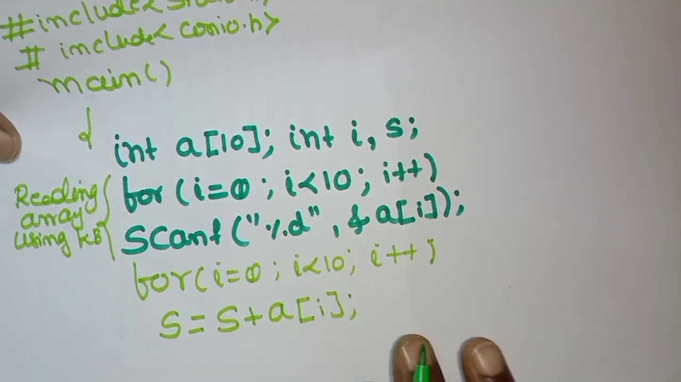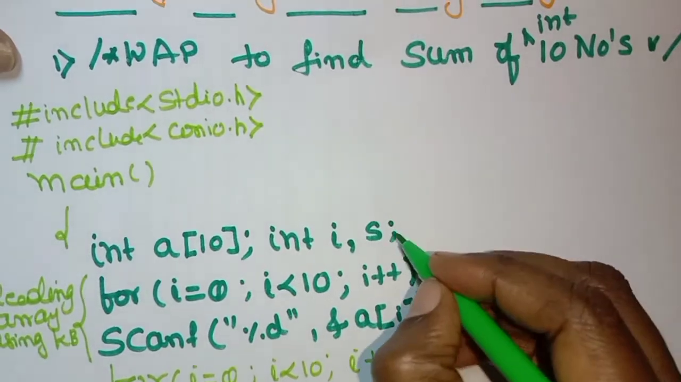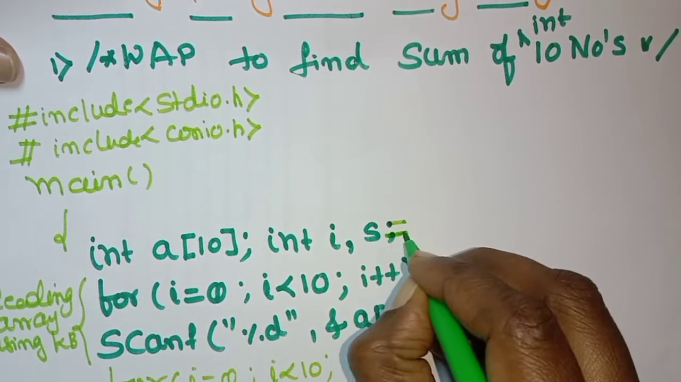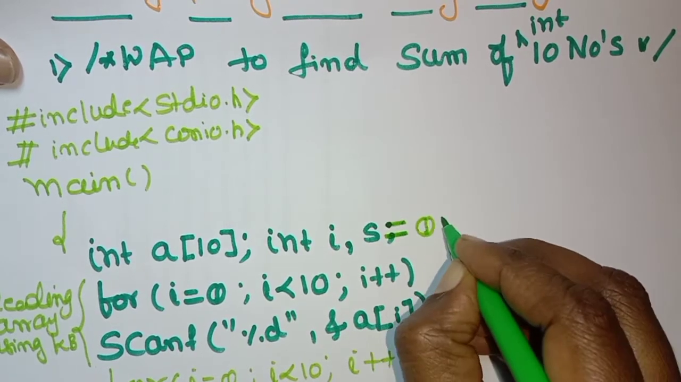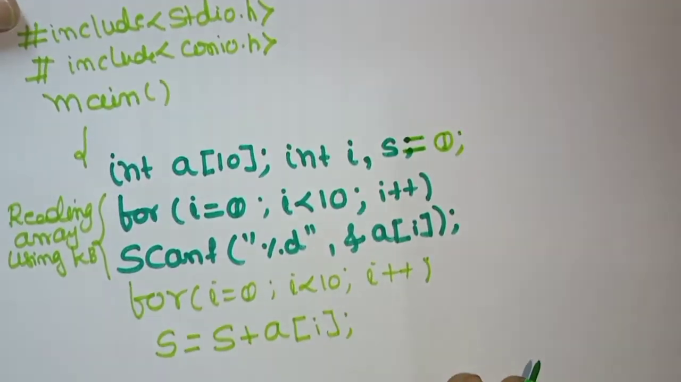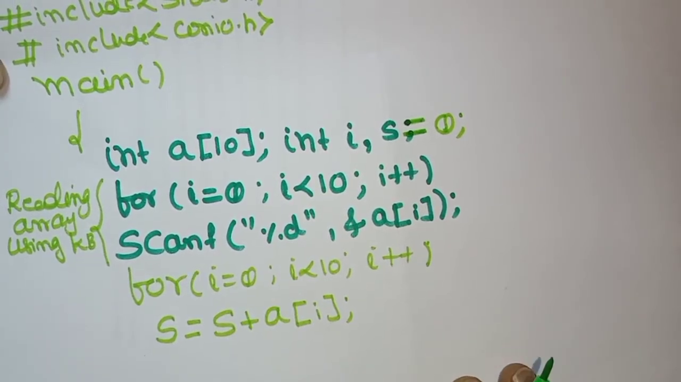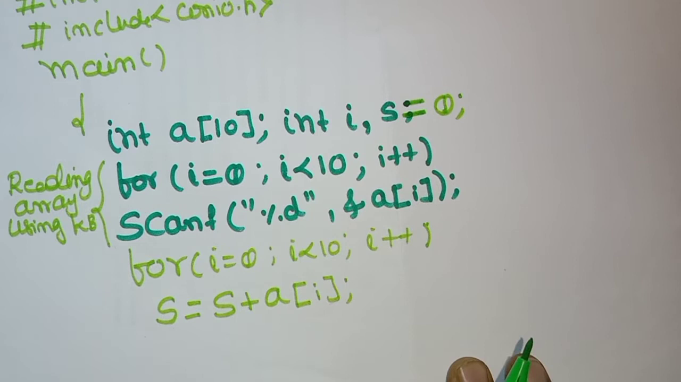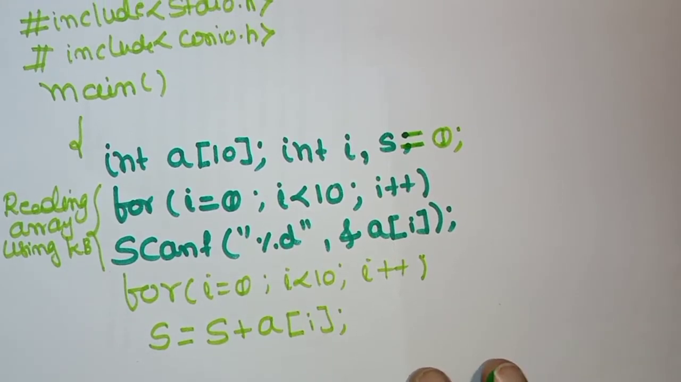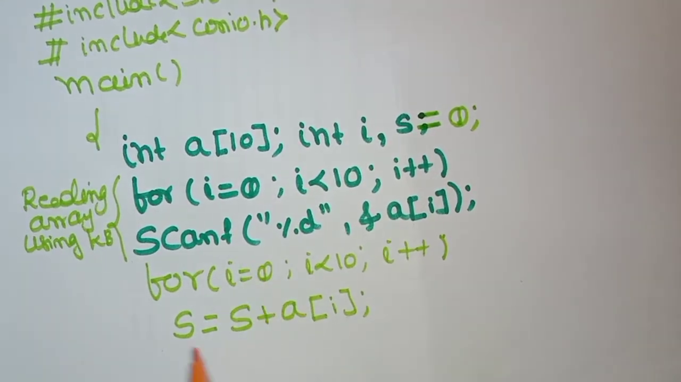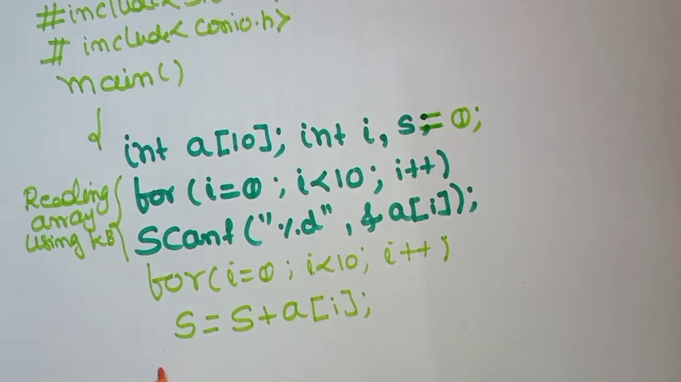Another important point is that whenever you are finding the sum, you set the sum variable equal to 0. I think I have already explained why you have to set s equal to 0. Otherwise, we are going to get a garbage value. So that is why you have to put sum equal to 0. Only for lines 1, 2, 3, 4 and 5 you are going to get the sum.